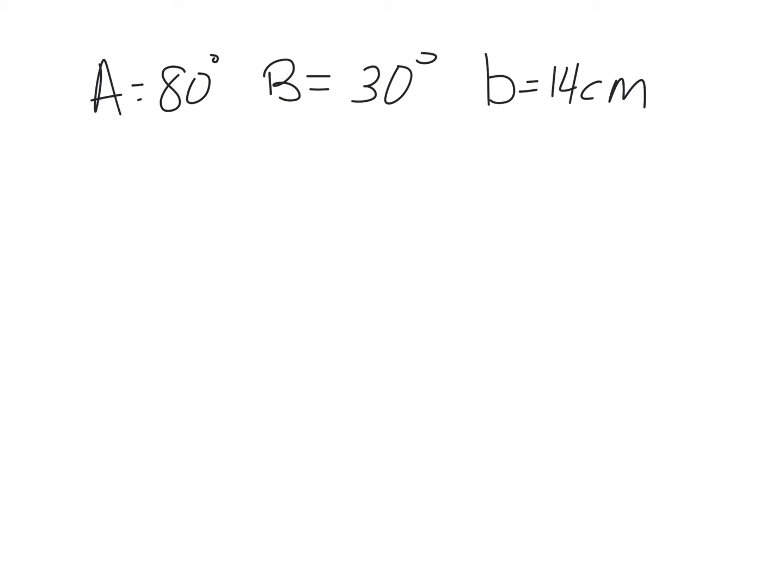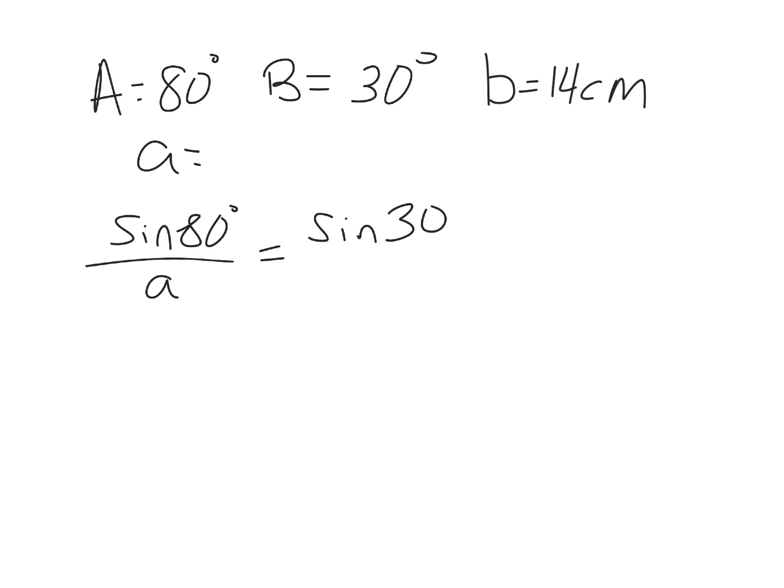All right, so here's our first example. I have angle A being 80 degrees, angle B being 30 degrees, and side B is 14 centimeters. Let's just solve for lowercase a. So it'll be sine 80 degrees over, I don't know what lowercase a is, so we'll put a there, equals sine of 30 over 14.